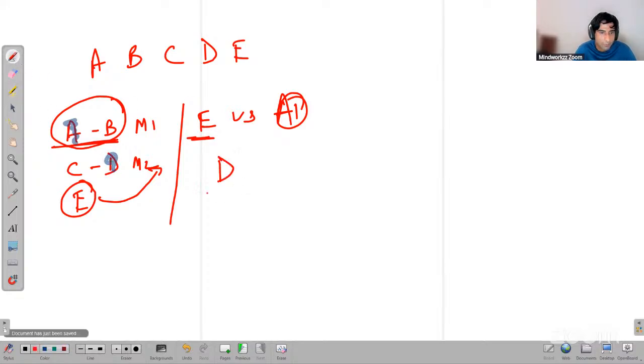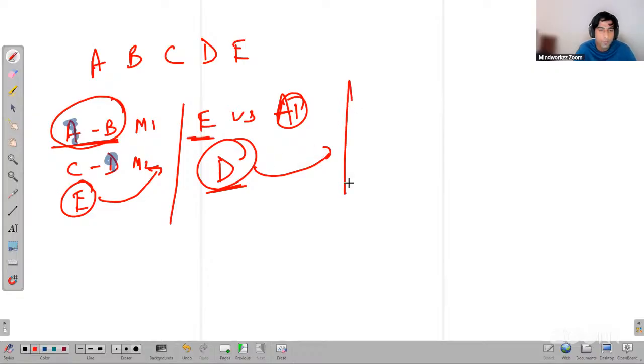So D is left, and now D needs a bye to move to the next round because he does not have a partner to play with. So D will get a bye amongst A and E. Let's say E wins. So the next round match is going to be D versus E.